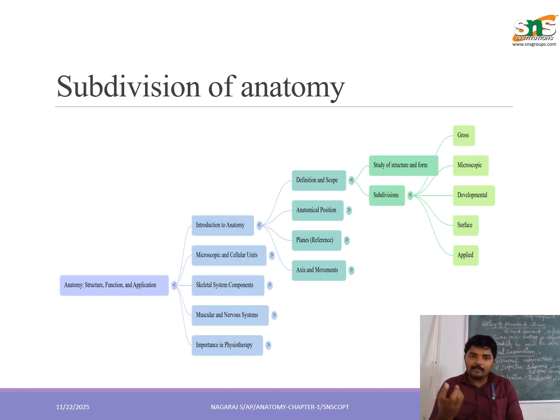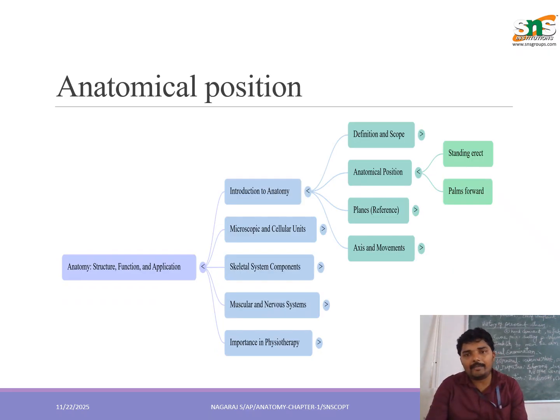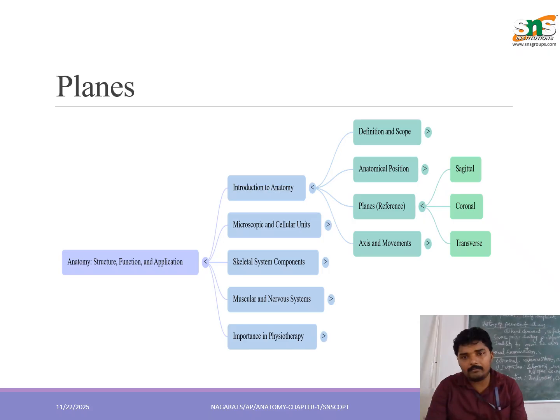Then the subdivisions of anatomy: microscopic anatomy, gross anatomy, and muscular structure of the anatomy, as they relate to the interest of physiotherapy. The topics are the definition and scope, anatomical position, and planes and axes. The definition and scope cover the study of structure and forms and the subdivisions. The subdivisions are of five types: gross anatomy, microscopic anatomy, developmental anatomy, surface anatomy, and upper anatomy.